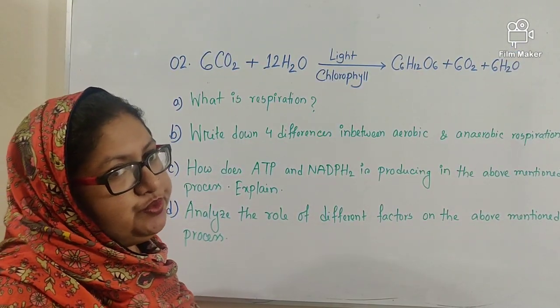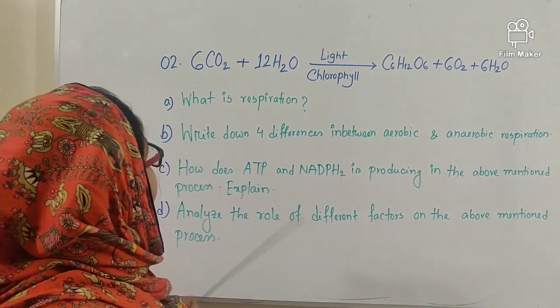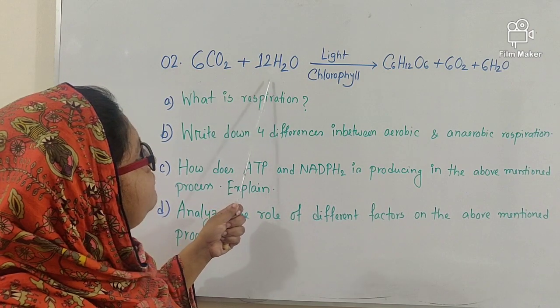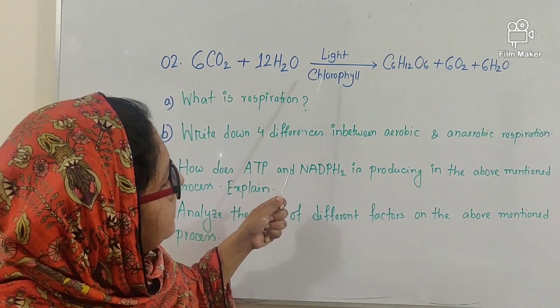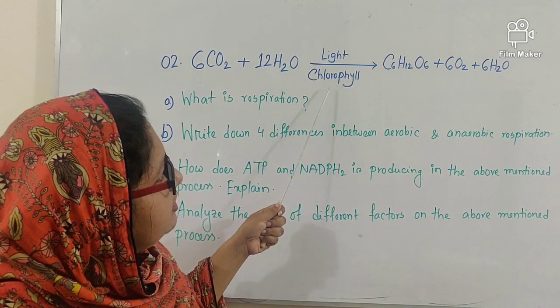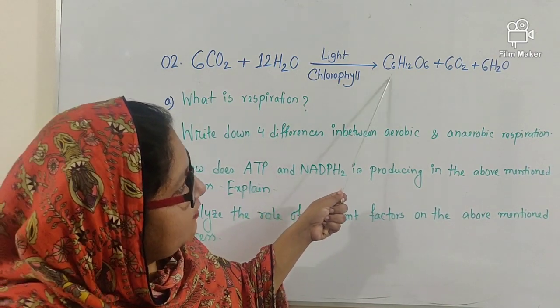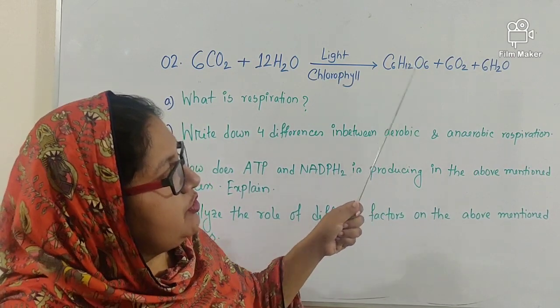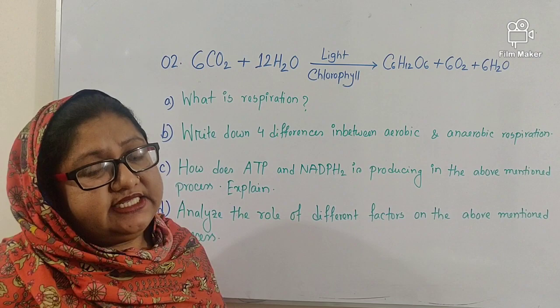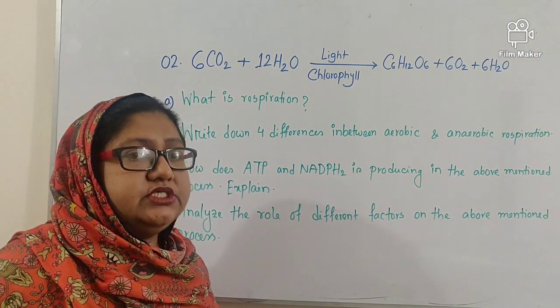Now creative question number 2. In this step you can see that 6 carbon dioxide plus 12 water. There is an arrow, above the arrow there is light, then beneath the arrow there is chlorophyll, carbohydrate, water and carbon dioxide. You can understand it easily whether it is photosynthesis or respiration.